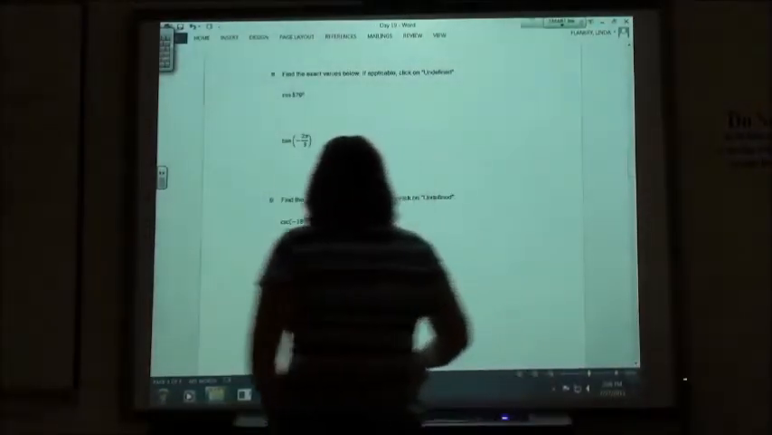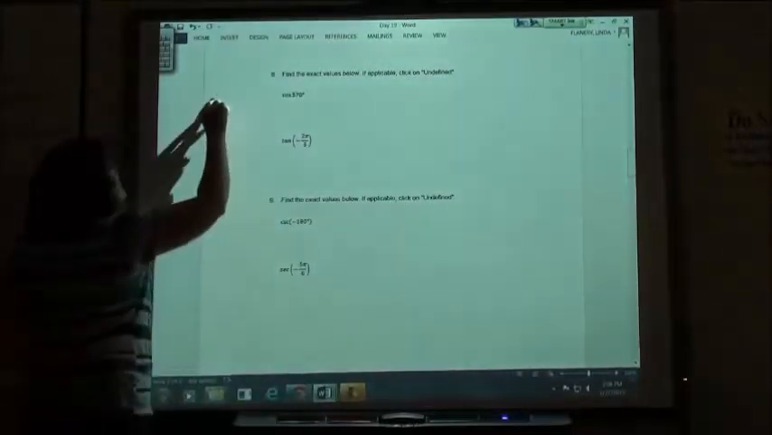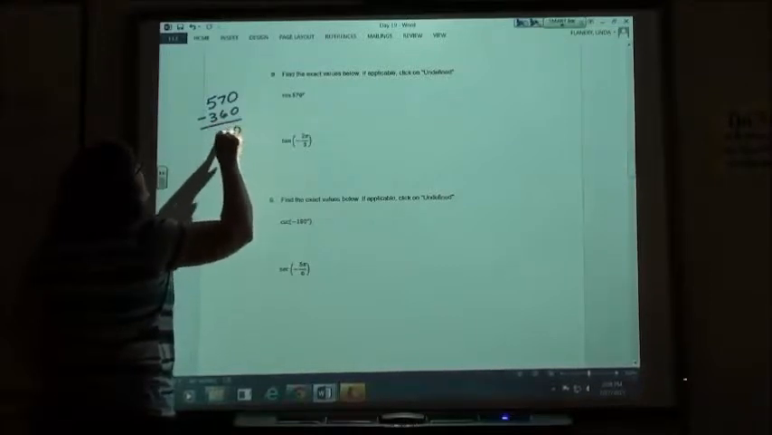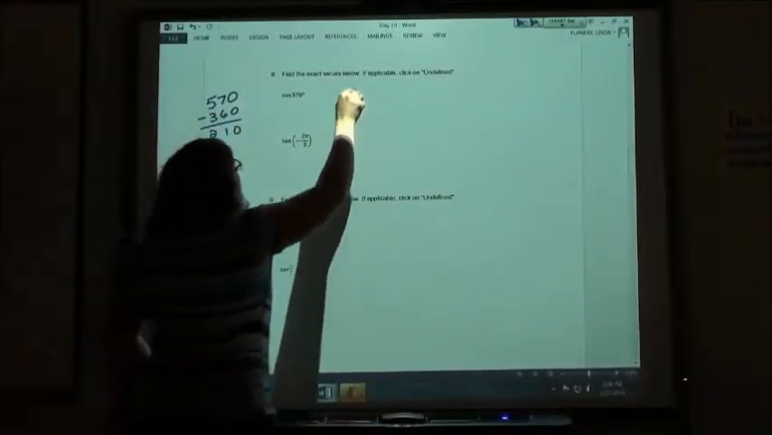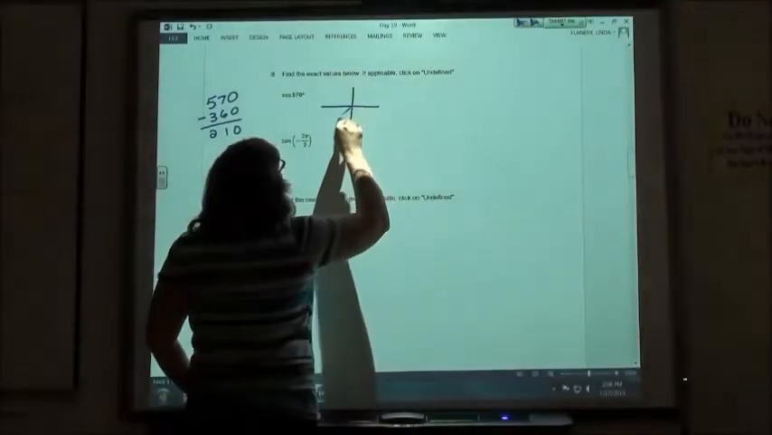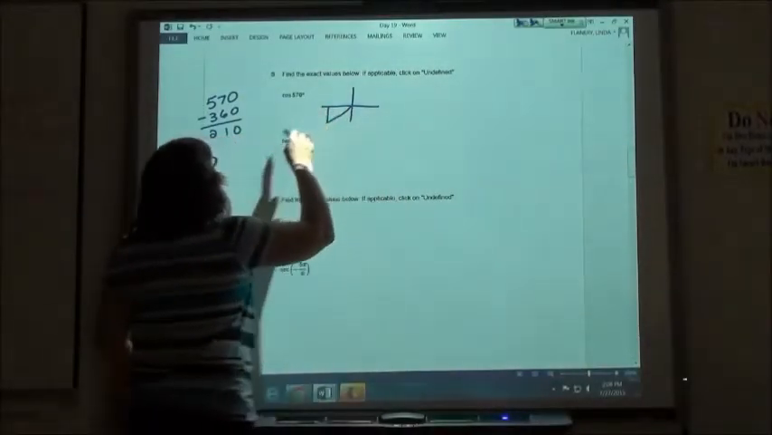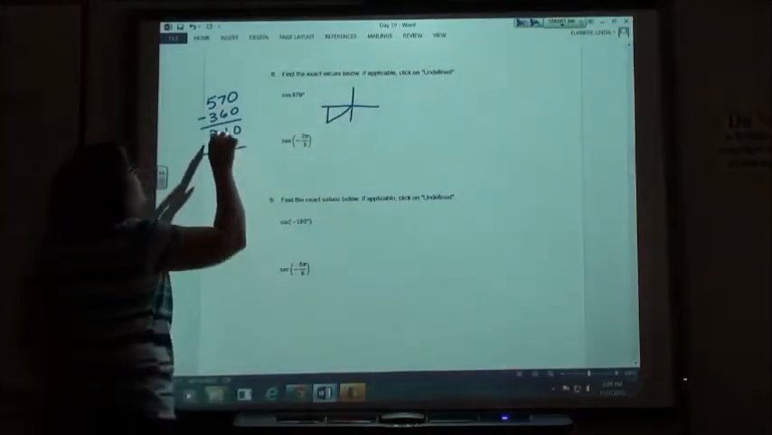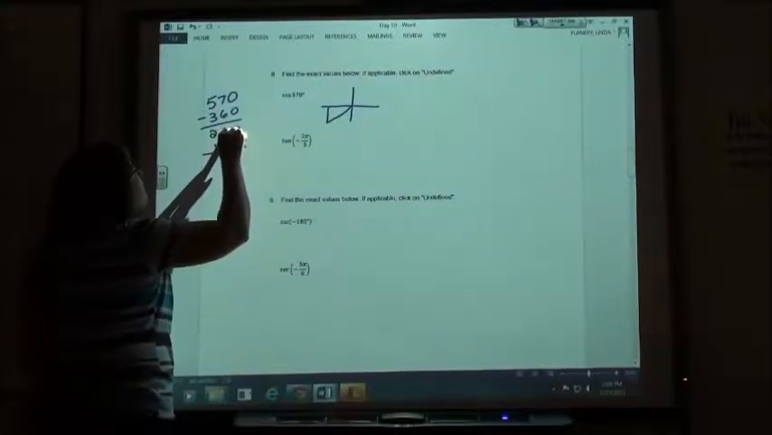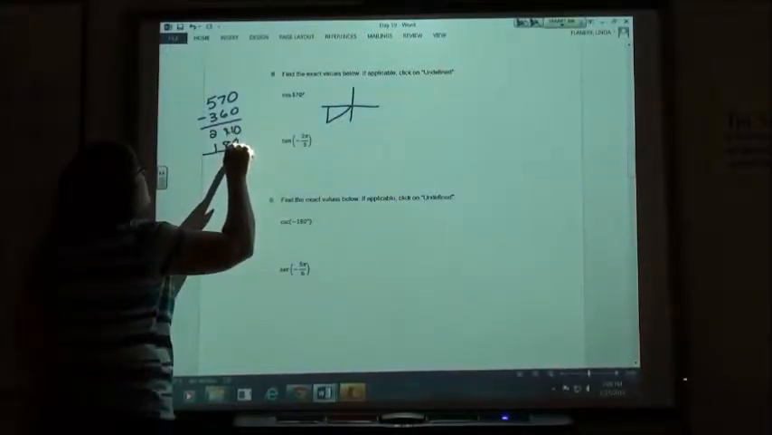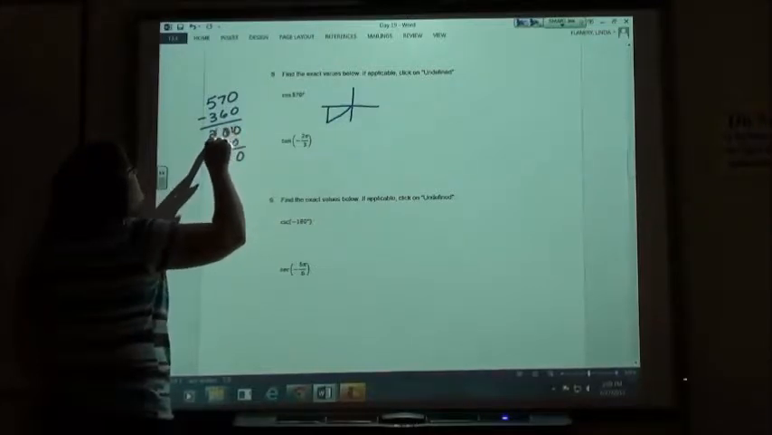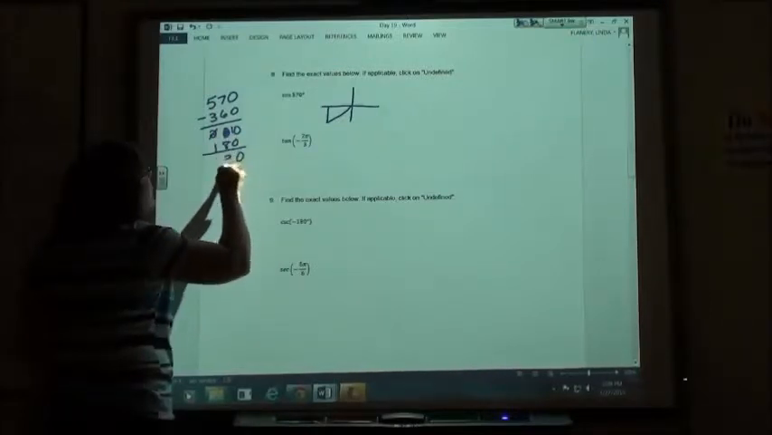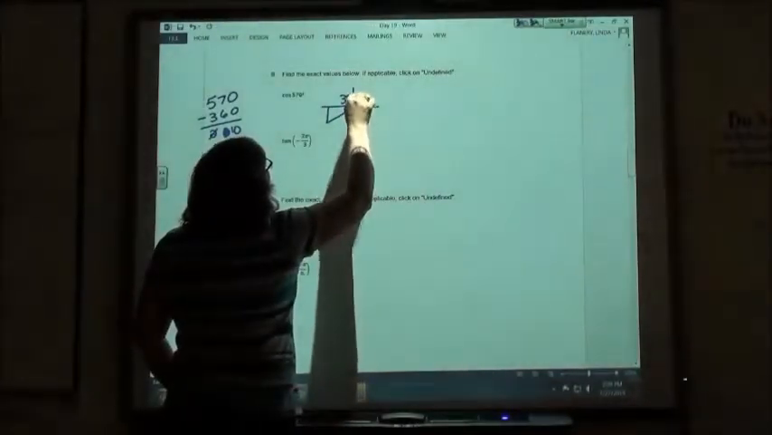Number 8, so I'm going to do the cosine of 570. Again, that's bigger than once around, so I'm going to subtract my 360 from it. 210. So 210 would be in quadrant 3. If I take 210 minus my 180, since 180 would be right to the line, 210, 30. So this would be my 30-degree angle.